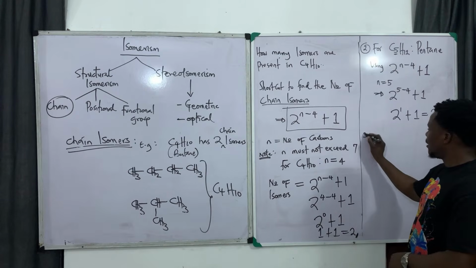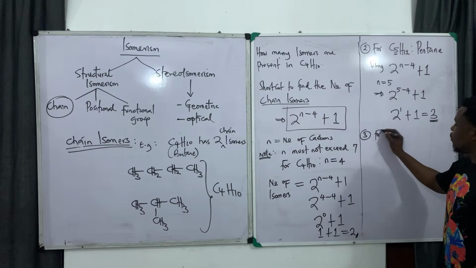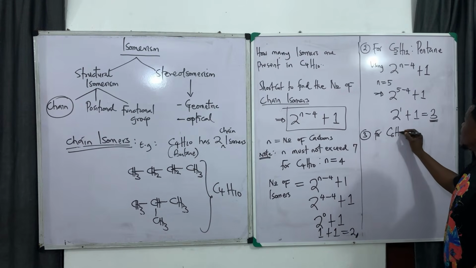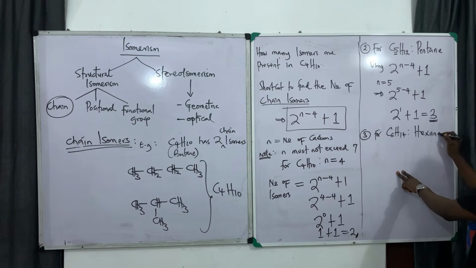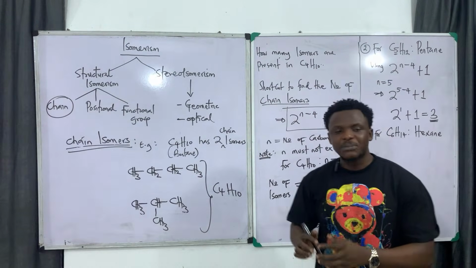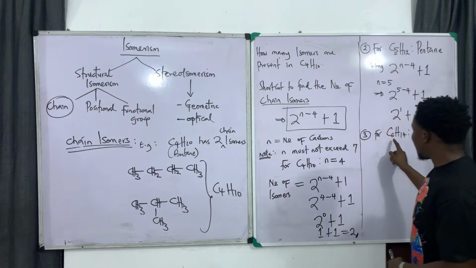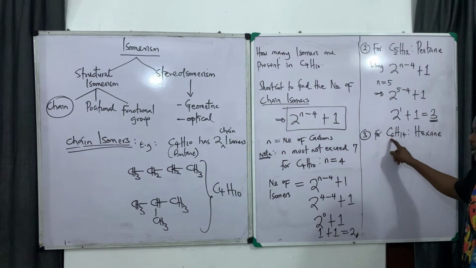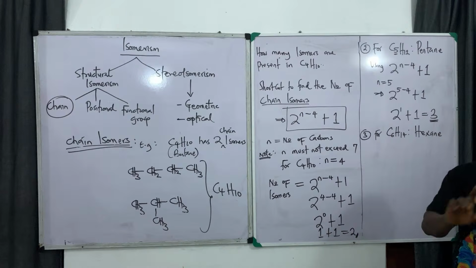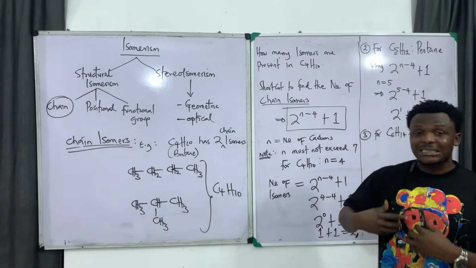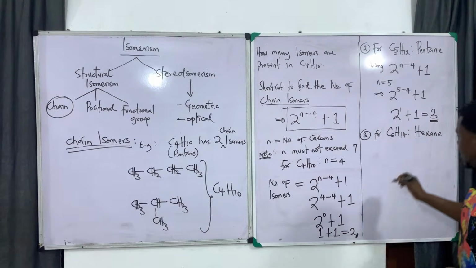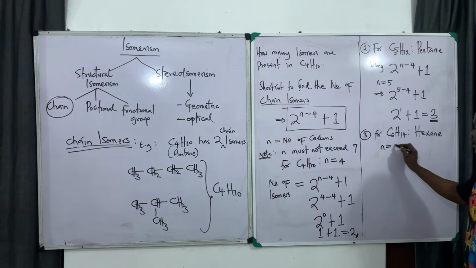Now question 3. What if they had said C6H14, that is hexane? When I was going through the Jamb syllabus today, Jamb said we should stop at 6 carbons. So I'll stop here. Jamb said stop at 6 carbons. So I will not go and start stressing myself. Here, n equals 6.